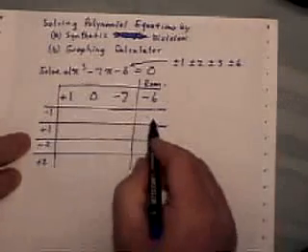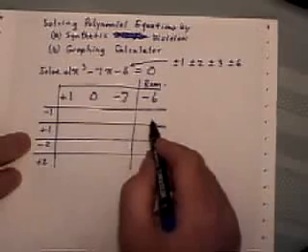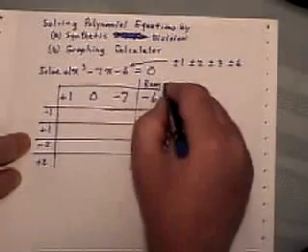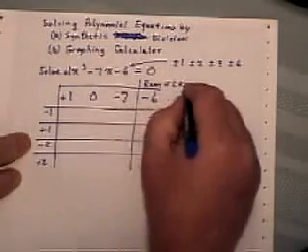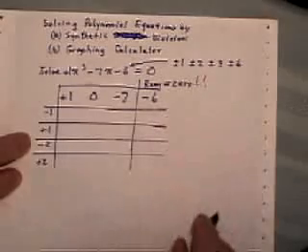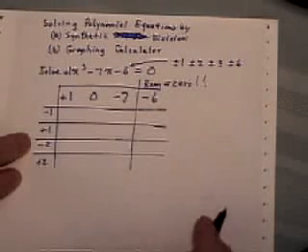Now a hit actually means that I have a remainder of 0. Okay, that's what I'm looking for. A remainder equals 0. That means that I have found a factor.